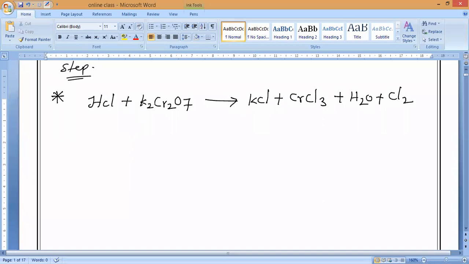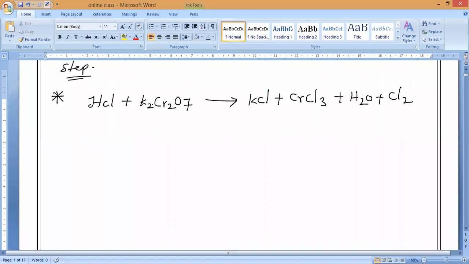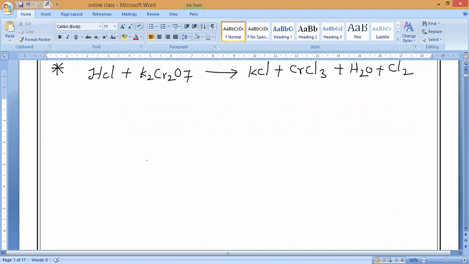Now the elements. What elements are there? The first element is hydrogen, but let us start differently. We'll start from high to low. Before, we were writing hydrogen and chlorine first and balancing one by one. Now let us write potassium, chromium, oxygen first, later hydrogen and chlorine.